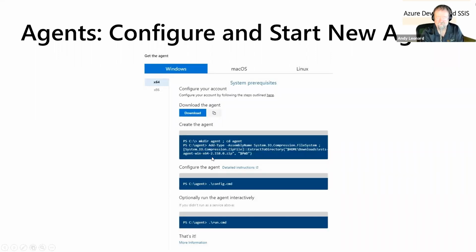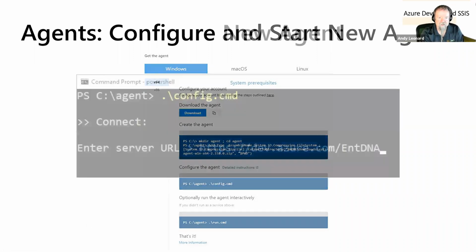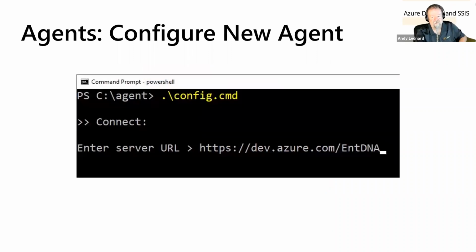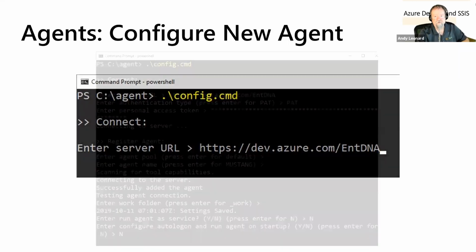You copy the script and paste it into a console, Windows console, admin. Then you can run this if you'd like. I was in Windows. I came out of PowerShell and I just typed config. That works. And then when it's ready to run, I just type the run down there that you can see. This is what it asked me to start with. And there's the server URL to the ENTDNA organization out there.